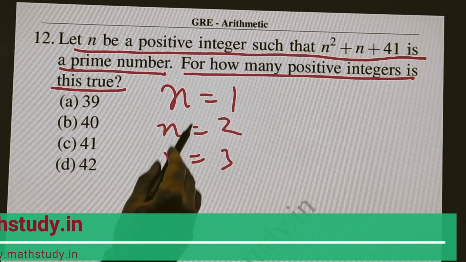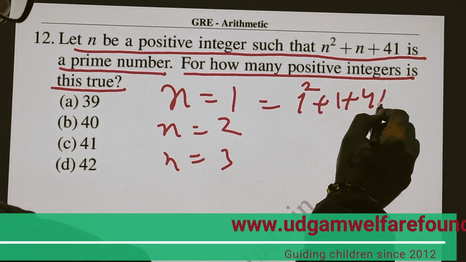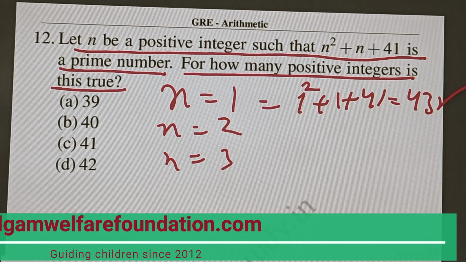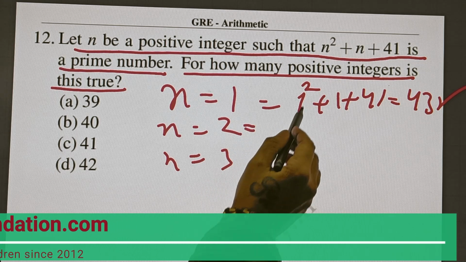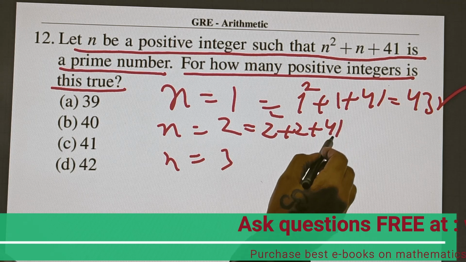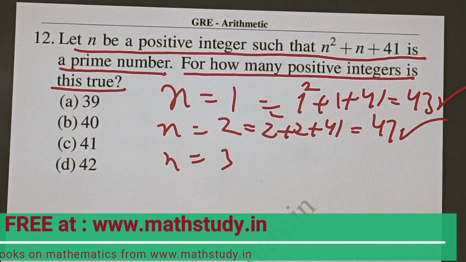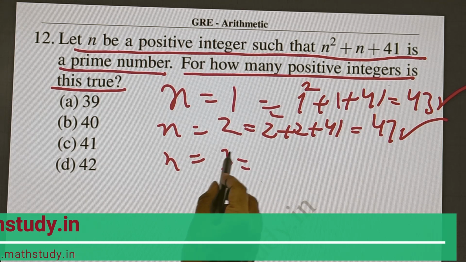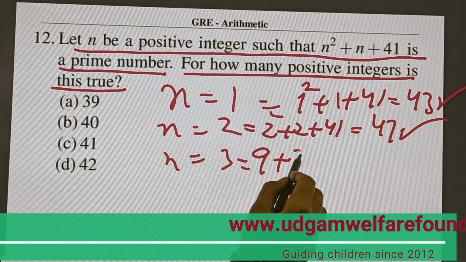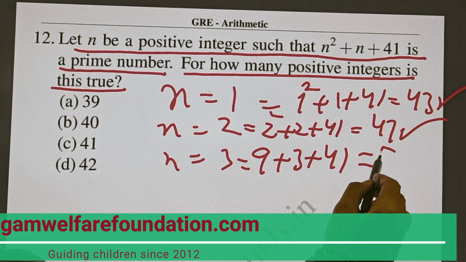So let us assume n is equal to 1. So we will get 1 square plus 1 plus 41, which gives you 43, which is a prime number. Similarly, if we put 2 here, then we will get 2 square plus 2 plus 41, which is 43 plus 4, that is 47. This is again a prime number. Now if we put n is equal to 3, it will give us 9 plus 3 plus 41. So this is again a prime number.